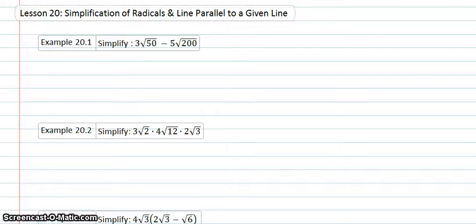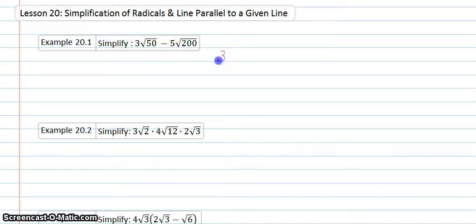In Lesson 20, we're looking at the simplification of radicals in a line parallel to a given line. Our first example is simplifying radicals, and we have two terms here being subtracted. The first thing we need to do is simplify under the radical, and what we'll want to do is factor those numbers under the radical.